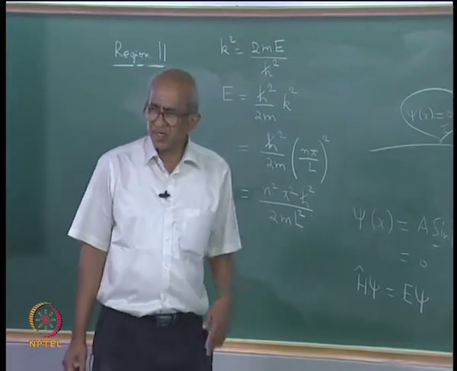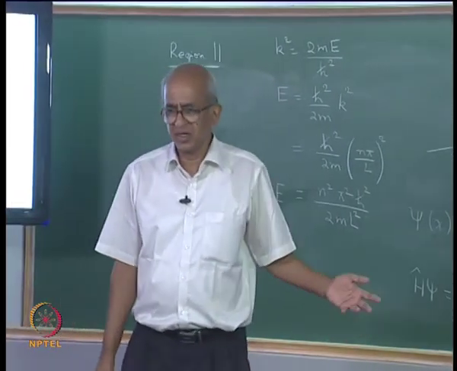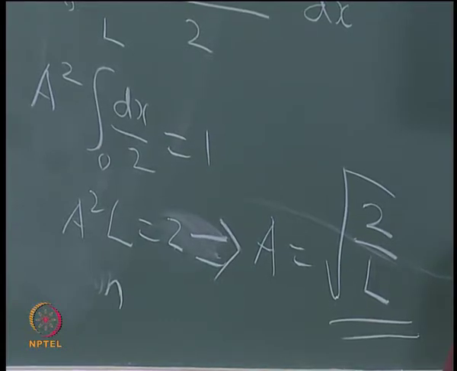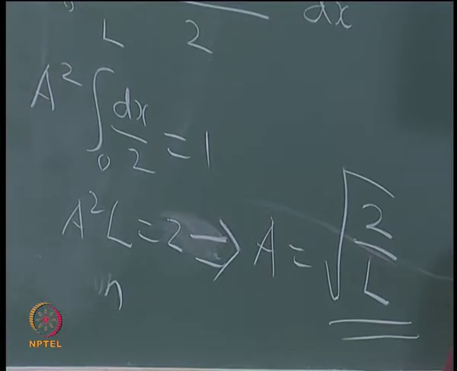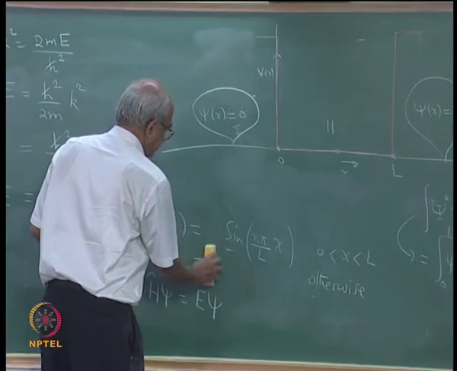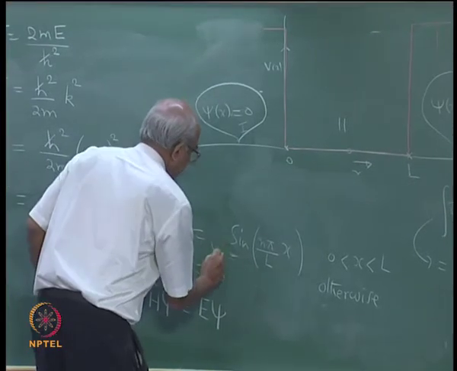So, therefore, we have determined the value of capital A, the normalization factor, and we can use that and write the solution. So this A that is occurring in our expression, I can replace it with square root of 2 by L.